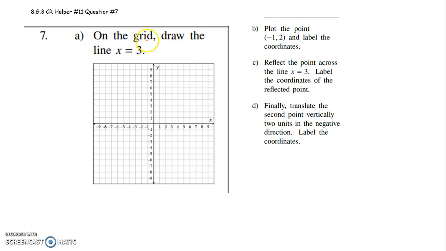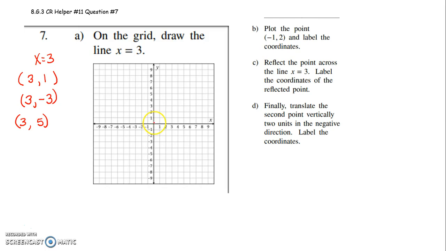It says on the grid, draw the line x equals 3. You have to know where that line is. Let's get some points where x equals 3. There's an x equals 3. There's no constraints on y. Maybe y is 1. Here's another point where x is 3. y could be negative 3. Here's another point where x is 3. y could be 5. There's no restrictions on y, but every x on the line has to be 3.